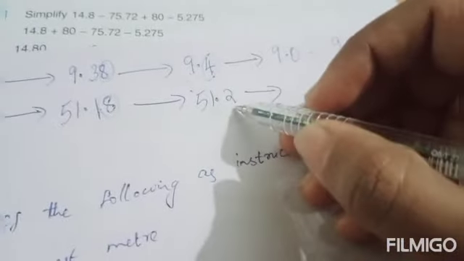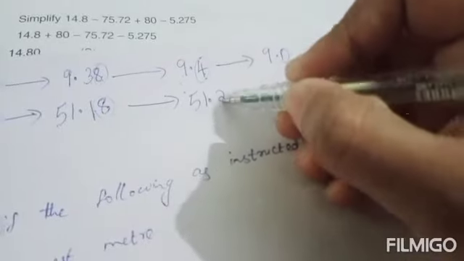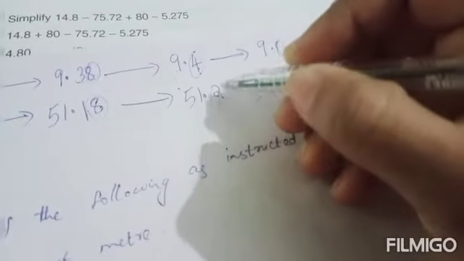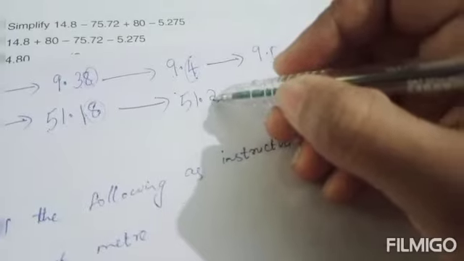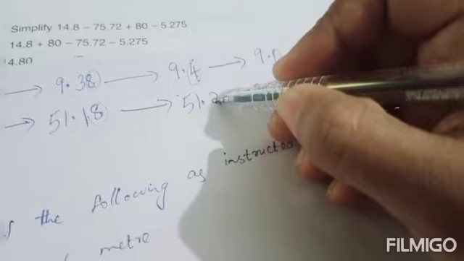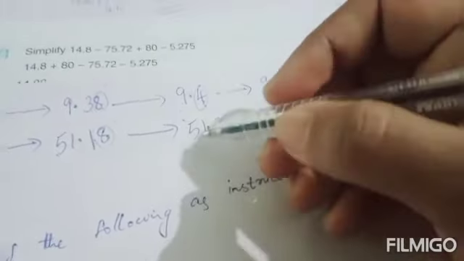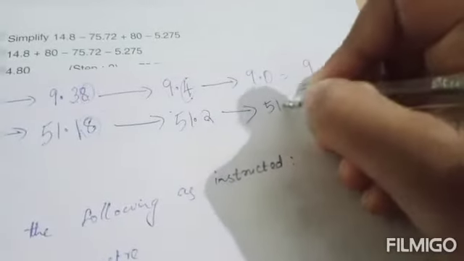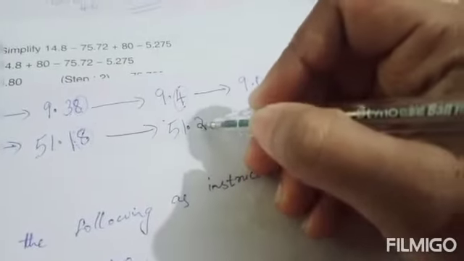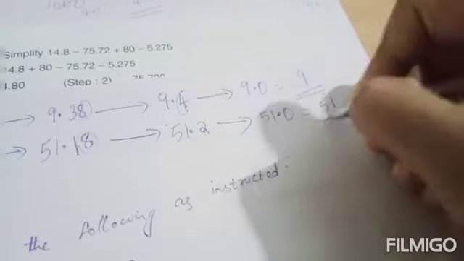Now this 51.2 you need to round off to nearest ones or nearest whole number. So here you see the digit at 10th place. 2 is coming and 2 is less than 5, so no need to change the ones place digit. Okay, so 51 point, replace 10th place digit by 0. So 51.0, that means 51. So this is the answer.